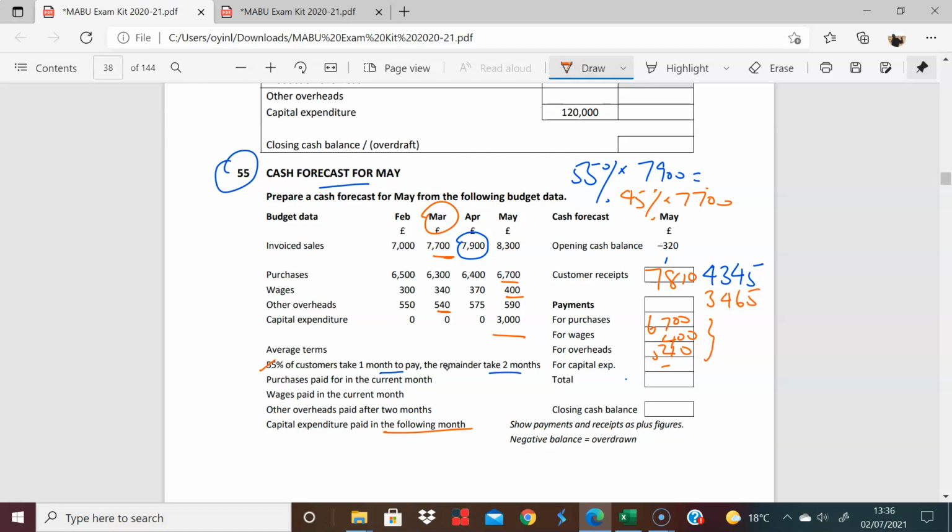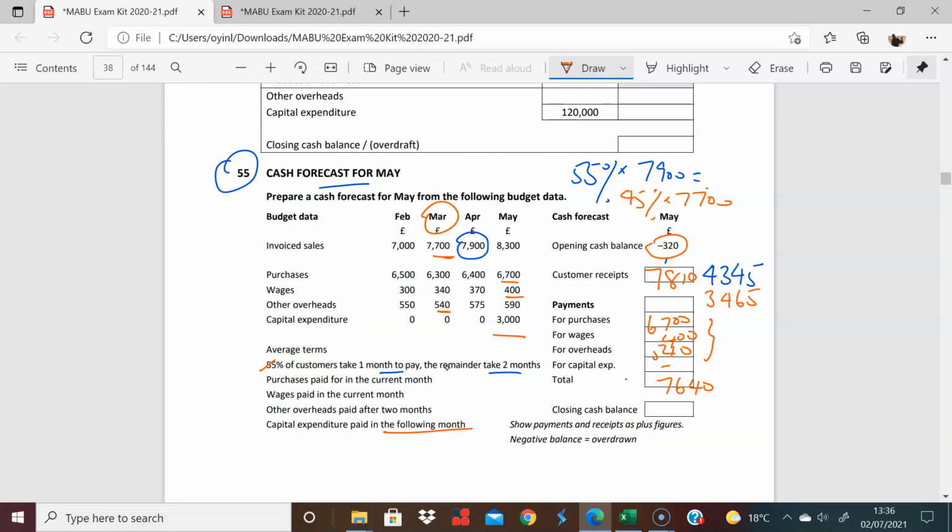So let's add all these together. 6,700 plus 400 plus 540, yes, 540, because that's the March overheads. And that comes to 7,640. So what we have is an opening balance, watch it very carefully, of minus 320.